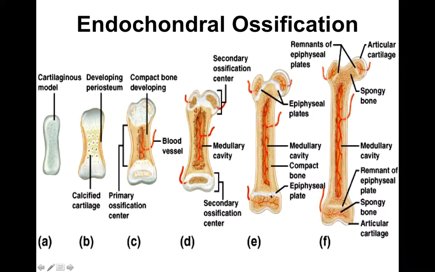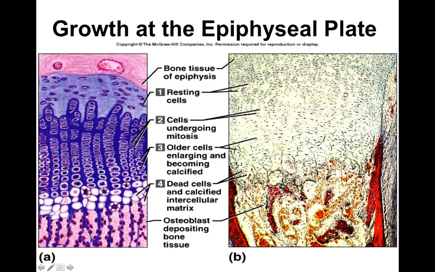So now we're going to look at how growth at the epiphyseal plate happens. So just to go over this again, you start off with a hyaline cartilage model. You get the primary ossification center, and you develop secondary ossification centers. Epiphyseal plates stay for as long as we're growing, and when we're done growing, they become ossified.